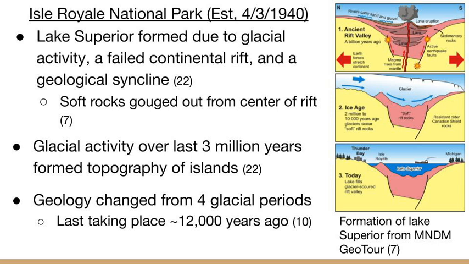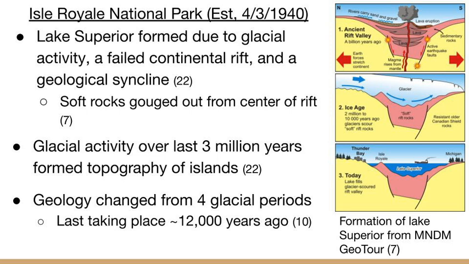Isle Royale National Park is located in Lake Superior. According to the National Park Service Geodiversity Atlas, Isle Royale National Park, Michigan, the Lake Superior Basin was formed as a result of a few factors. These factors being a failed continental rift, a geological syncline, and glacial erosion. We can see the culmination of these results in the article Early Glacial History by Lakehead Region Conservation Authority.